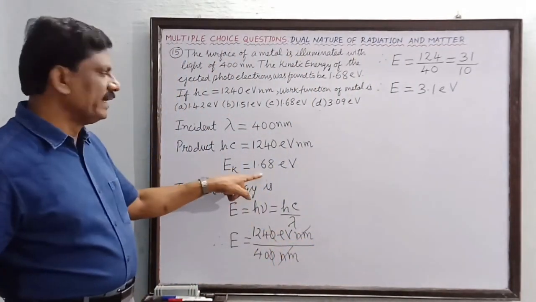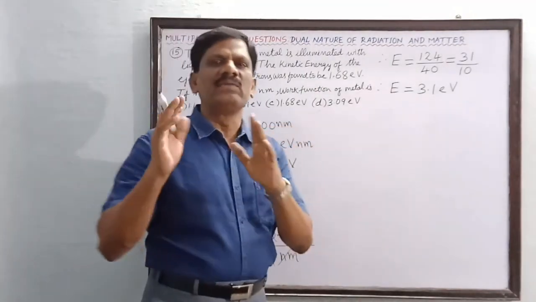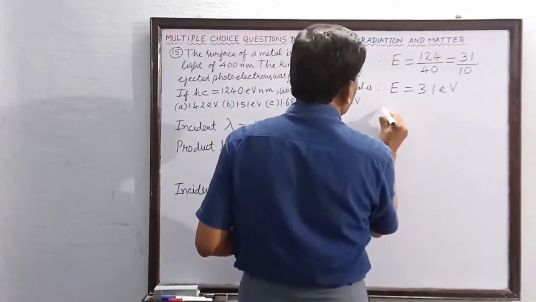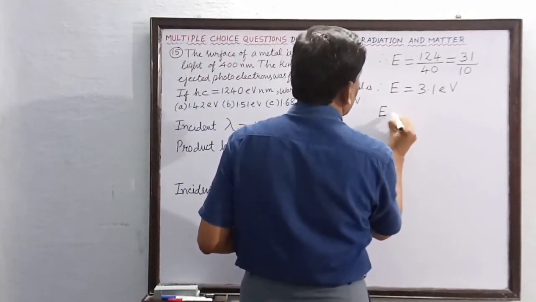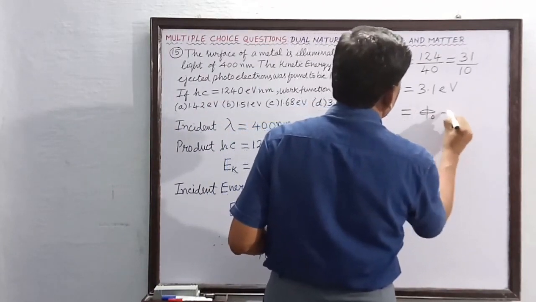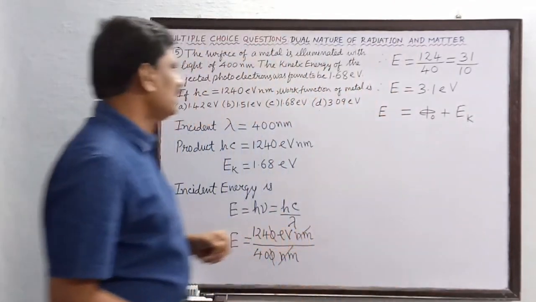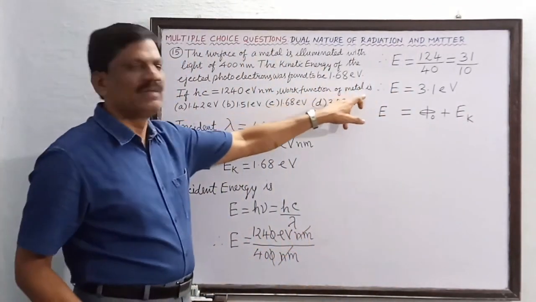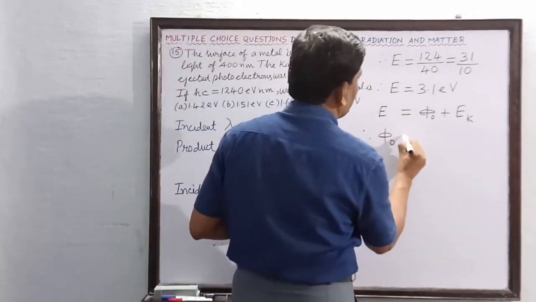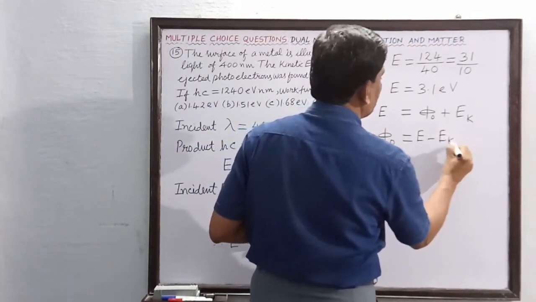Now the kinetic energy is given, and the incident energy we have found. So from Albert Einstein's photoelectric equation, E is equal to work function plus kinetic energy. What is asked here? Only the work function of the metal is asked. Therefore phi naught is equal to E minus kinetic energy.